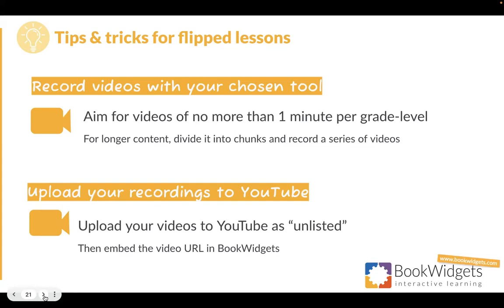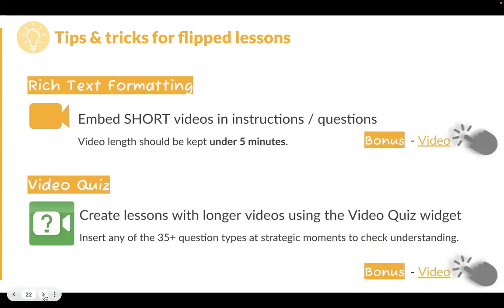So you want to house your videos, keep them up on YouTube or Vimeo, and then have them be unlisted, and then use those links in the URLs in BookWidgets. And then I showed you before about rich text formatting. This is a great way to embed short videos in instructions and questions.